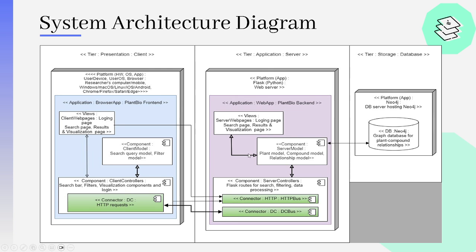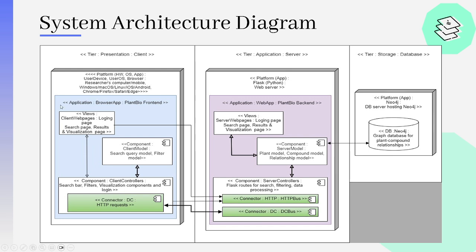Moving on, at the core of the system lies the application tier. So, powered by Python, a Flask framework, ideal for building robust APIs. So this server layer processes requests from the front end and implements our core business logic. It includes specialized components for managing plant models, compound relationships, and data processing. Communication between front end and back end is handled through standardized HTTP protocols and also custom DC bus connectors, ensuring reliable and efficient data exchange.